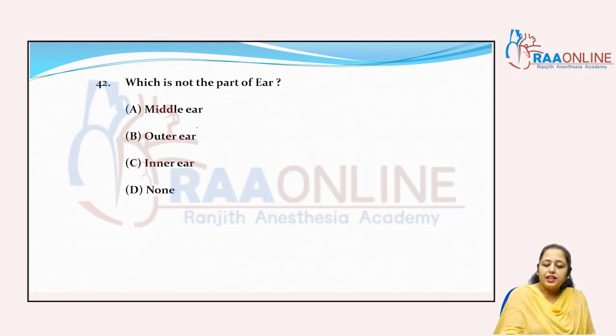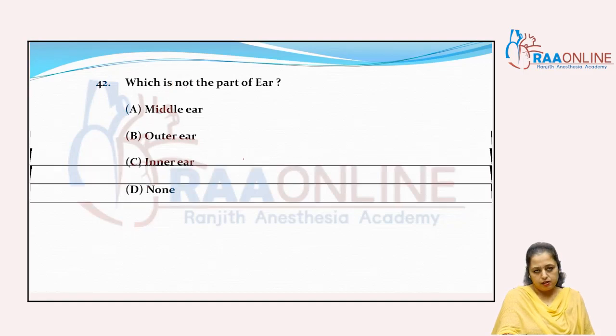Come to the next, which is not a part of the ear. Ear is made up of the external, middle and the inner ear, right? So the answer is none. Why? Because here the question is asking for what is not a part of the ear, right?